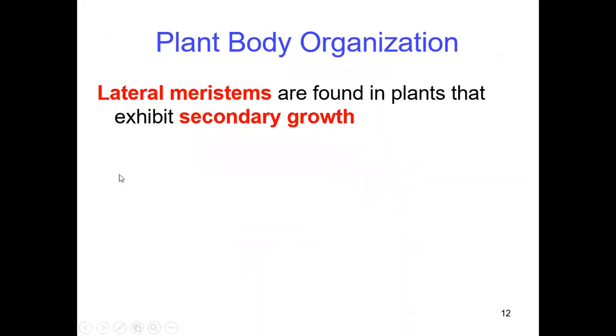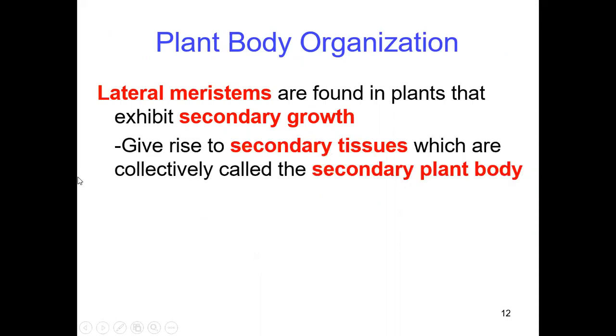So next, after the maturity, the plants get the growth. They have extended the growth here. That's called as the secondary growth. So these secondary growth are responsible due to the activity of lateral meristem. So we want to see here, this lateral meristem is responsible for the formation of a secondary tissue. This secondary tissue is responsible for the formation of the secondary plant body.